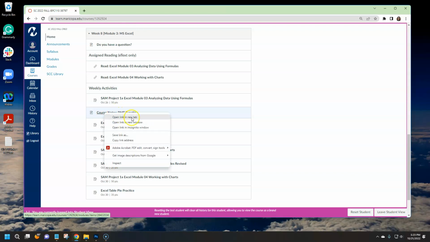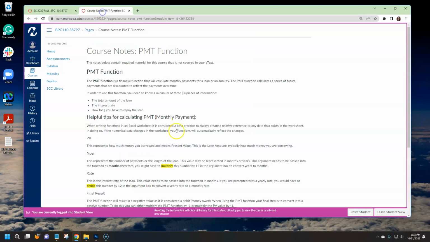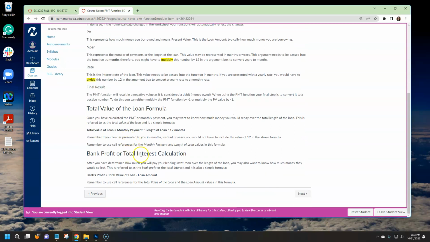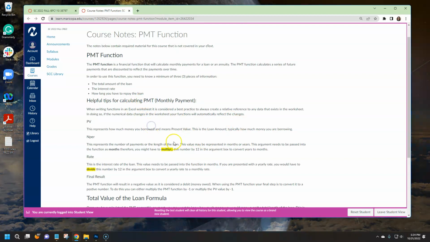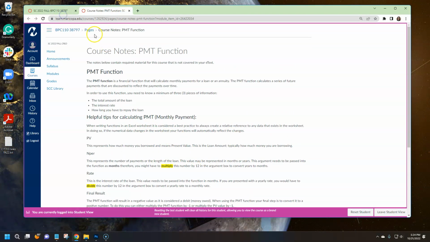I'm going to right click and choose open in new tab so that you can see what it looks like. On this page, I explain what the PMT function is, how it works, along with two other formulas called total value of loan and bank profit, which we'll explore inside this assignment. So you want to make sure that this page is handy, so when you have questions about upcoming additional assignments that use PMT, you can refer back to it. You will not find PMT in your textbook. You will find it inside the Canvas course.